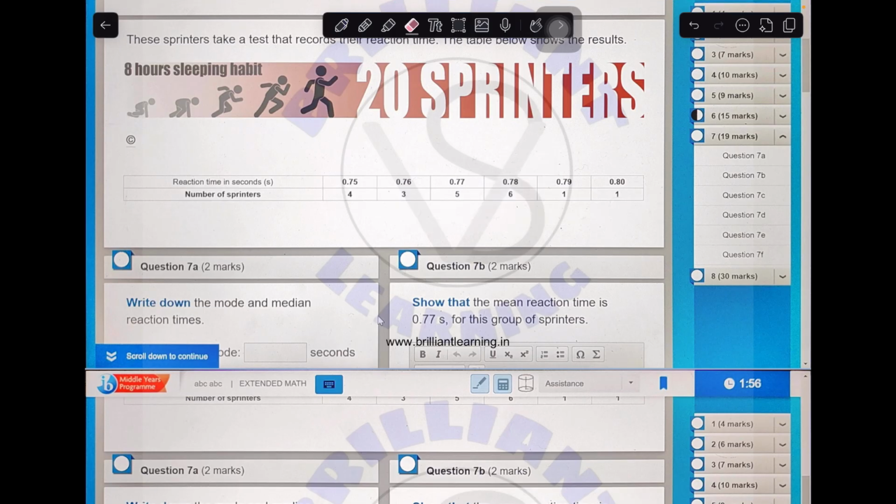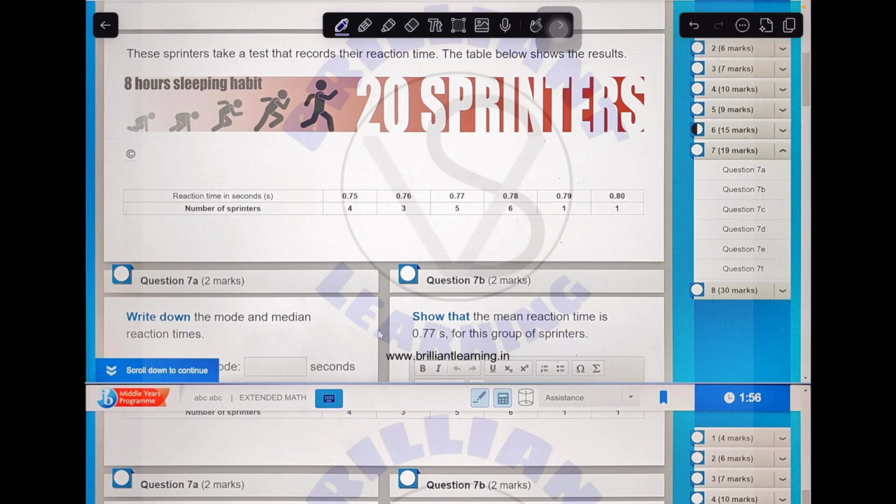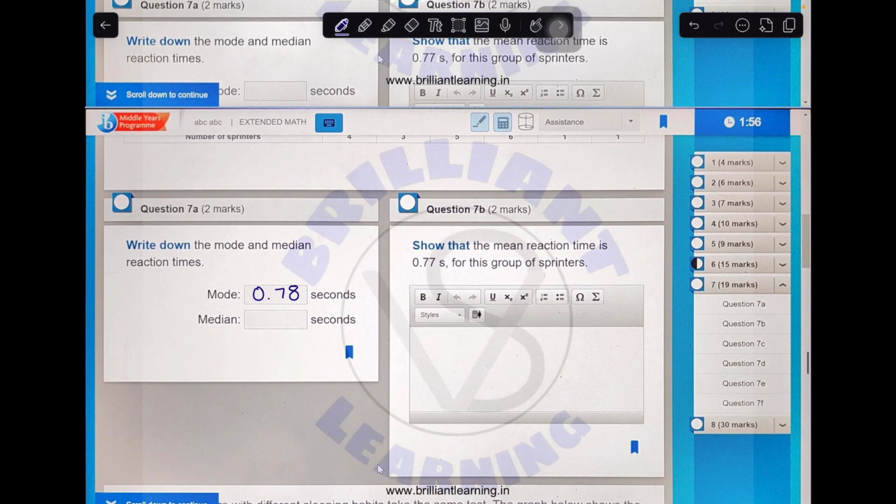So remember, you effectively put them all in order and find the middle. Now they are already in order for us here. So let's look at how many sprinters we have all together. We've got 20. Now, if we were to split these sprinters into 2 equal groups, we would have 10 sprinters in each group. So we're actually looking for the 10.5th piece of information and where that is. So moving along my table in this direction, I've got 4 here, plus 3 would be 7, and then plus 5 is going to take me to 12. So I know my 10.5th piece of information is going to be in this group. So 0.77 seconds for my median.